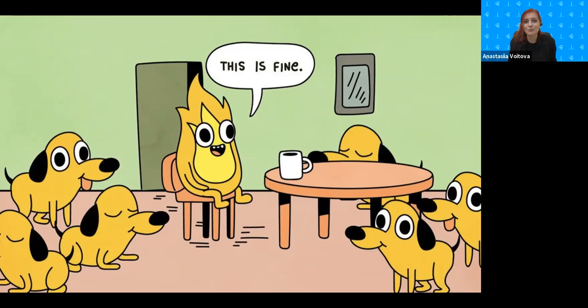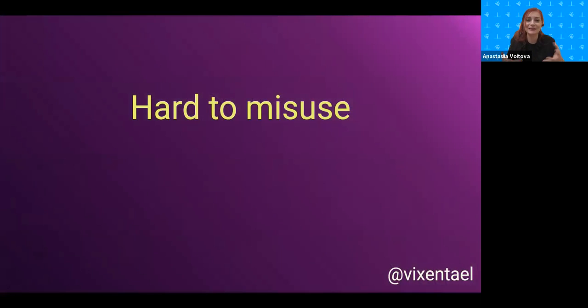And remember, among 14 platforms, iOS is only one of them. But fortunately, other platforms are more stable. I don't know why, but we have a lot of complaints and a lot of trouble with iOS. So that was about easy to use. Let's talk about hard to misuse. Because remember, in my opinion, hard to misuse is as important as easy to use. What does it mean?